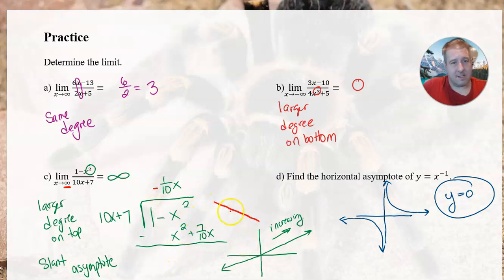Find the horizontal asymptote of y equals x to the negative first. Well, x to the negative first is the same thing as 1 over x, and this is clearly what 1 over x looks like. Obviously, you can think of this as x to the 0th over x to the 1st. The top is smaller than the bottom. And what do we do when the top is smaller than the bottom? Well, the answer is always 0. It's got a dotted line. It's got a horizontal asymptote at 0.